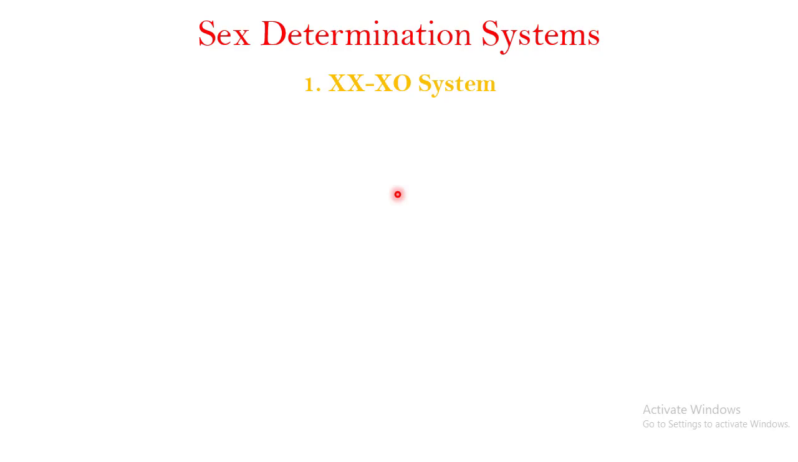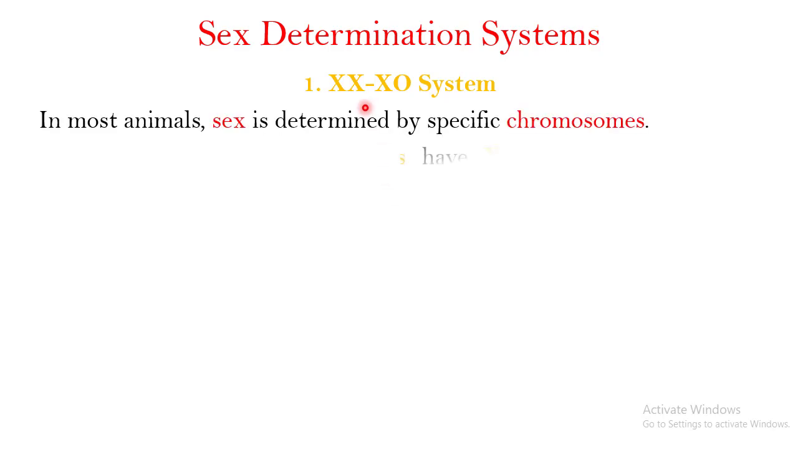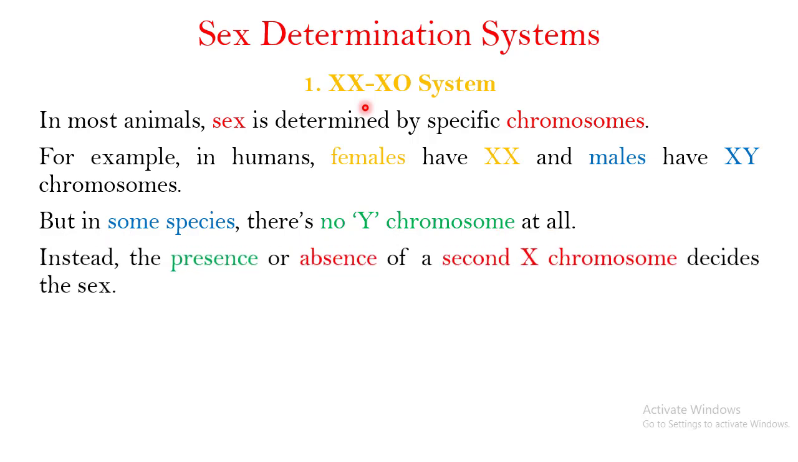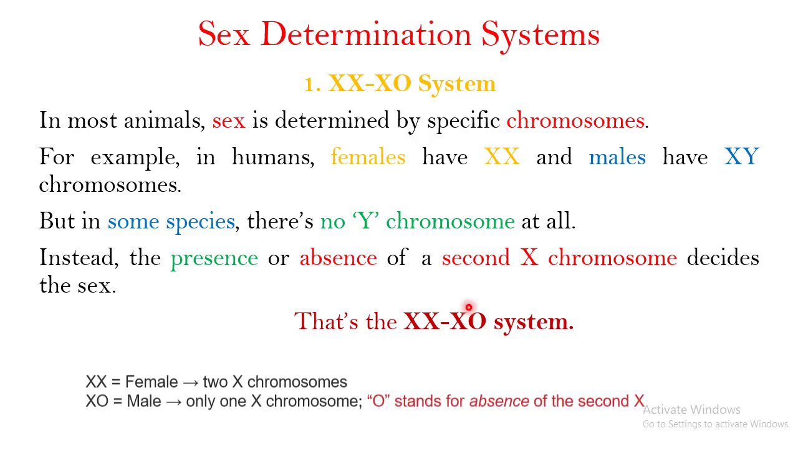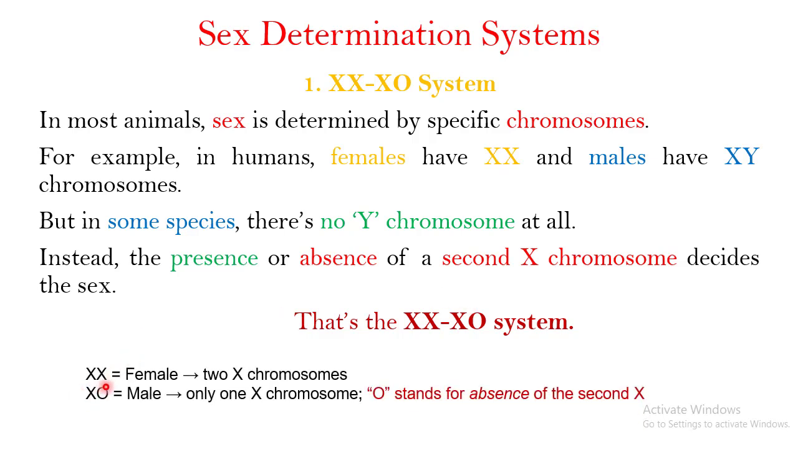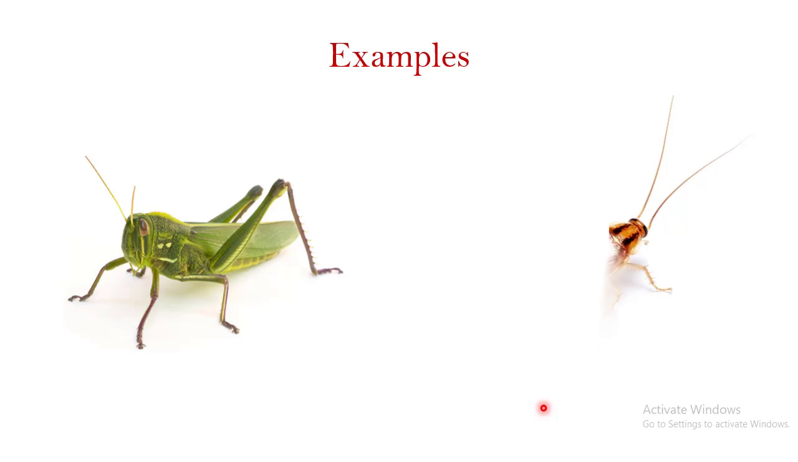The first system that we discussed was the XX-XO system. I told you that in some species there is no Y chromosome at all, and the presence or the absence of the second X chromosome decides the sex of the individual. For example, the female is going to have two X chromosomes, and the male is only going to have a single X chromosome. And this O does not refer to any chromosome. This O actually stands for the absence of the second X chromosome in the males. We talked about the grasshopper and the cockroaches as examples from the XX-XO system.